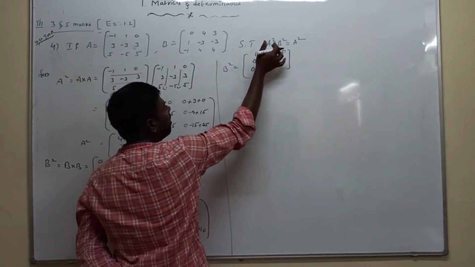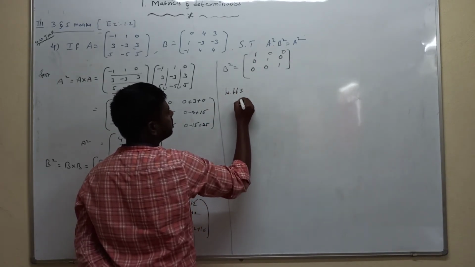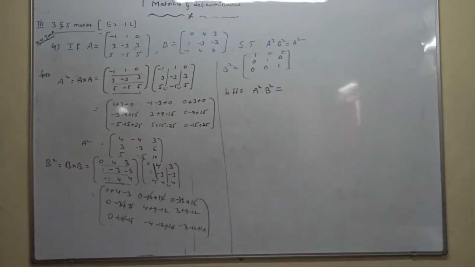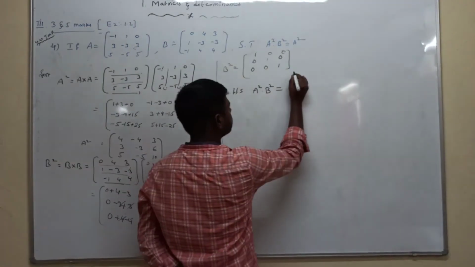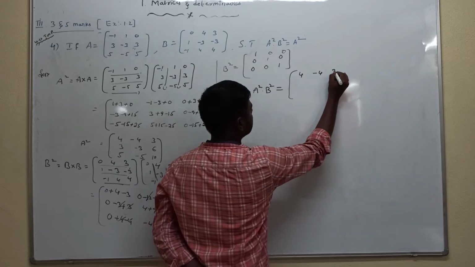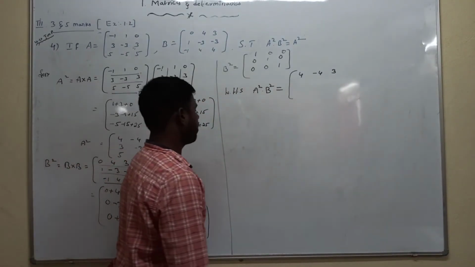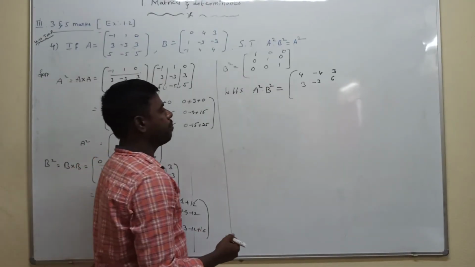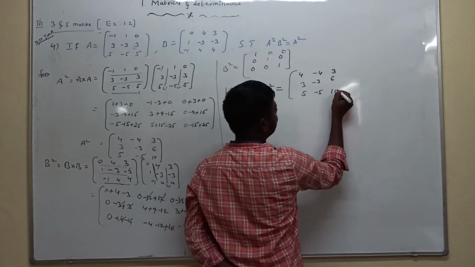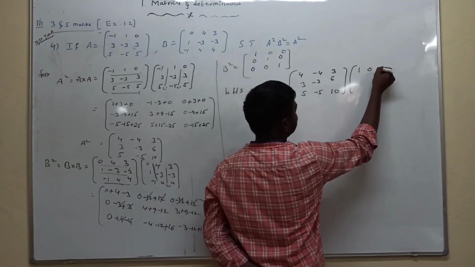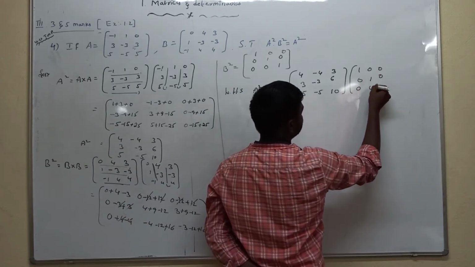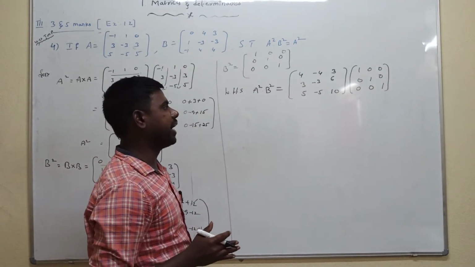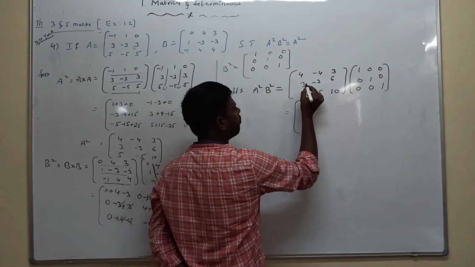Next, now we have to take the left-hand side. LHS is A square into B square, equal to: substitute the A square value, first row is 4 minus 4, 3. And the second row elements are 3 minus 3, 6. And the third row is 5 minus 5, 10. Into B square value, which is 1 0 0, 0 1 0, 0 0 1. So whenever one element in the product is the identity matrix, we get the same matrix only.